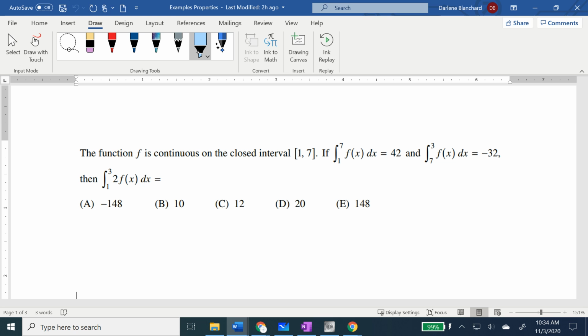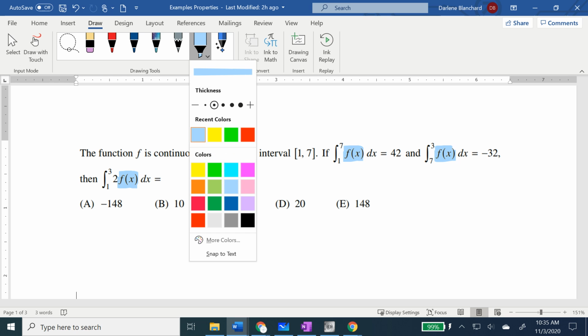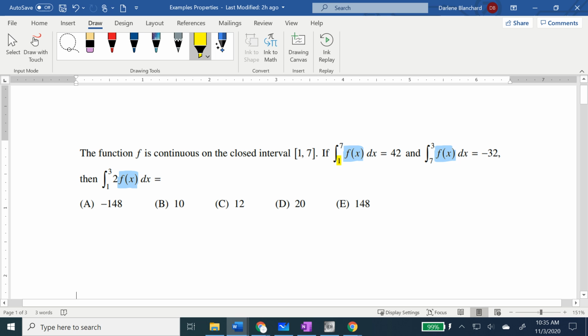Now I want to point out that the integrands are f of x, and be careful, this one is 2 times f of x. So the biggest issue with these is to read them very, very carefully. The limits on the integrals, this first one is 1 to 7, which is in a correct order, shall we say. This next one is 7 to 3. That's actually backward.